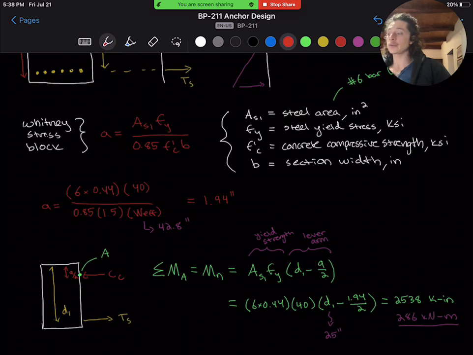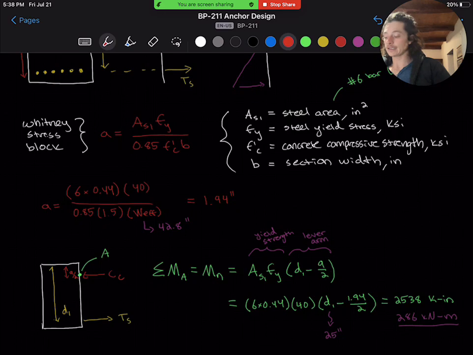And the sum of the moments about point A will be our nominal moment capacity of the section, which is equal to Ts times D minus A over 2, where Ts is the tensile force in the steel, which at yield is just our steel area times our steel yield stress. And for our example anchor, Mn is then equal to our number 6 bars area multiplied by our 40 KSI multiplied by our lever arm of D minus A over 2.